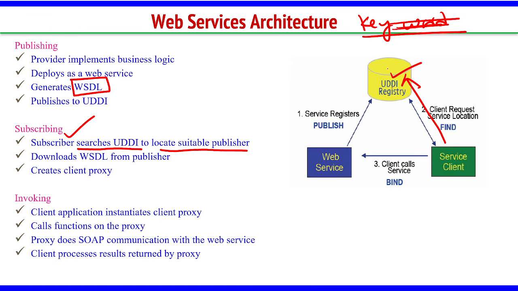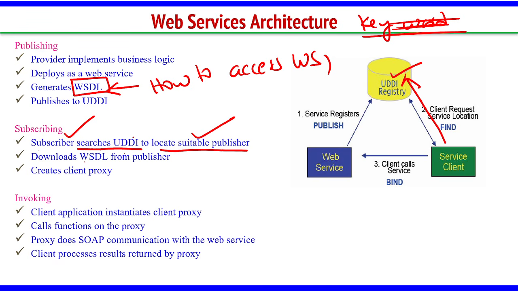If that requirement is matching with that WSDL file, then WSDL also contains information about how to access it, how to access the web service. That information is also given in the WSDL file, right. That is what the subscriber goes to UDDI, searches UDDI to locate the suitable publisher.